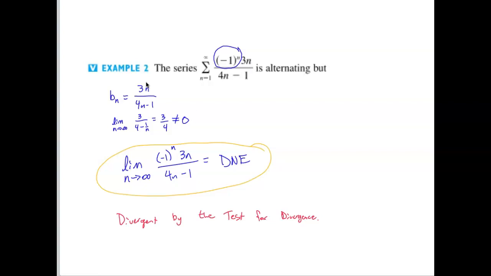So we tried to use the alternating series test. The conditions weren't satisfied, so then we kind of had to default to a different test to prove divergence. Okay.